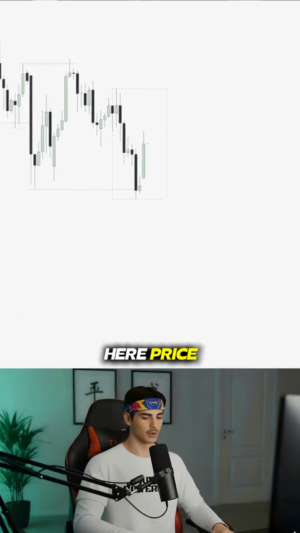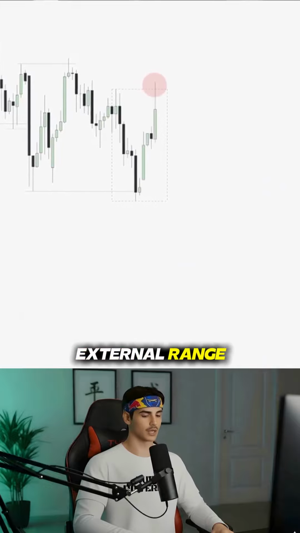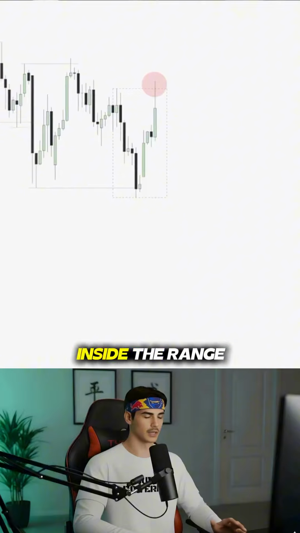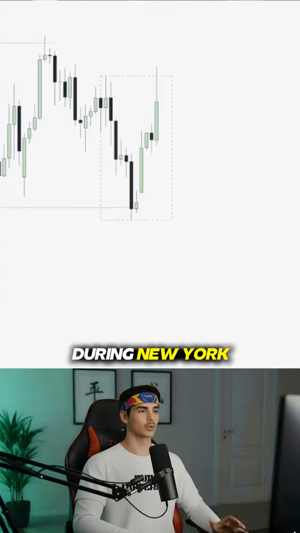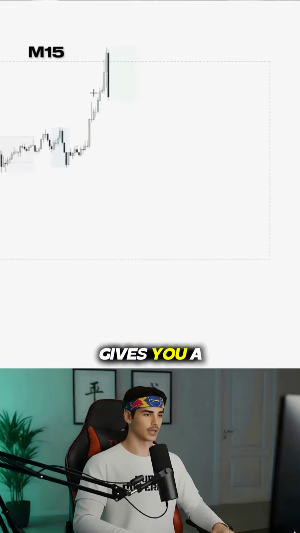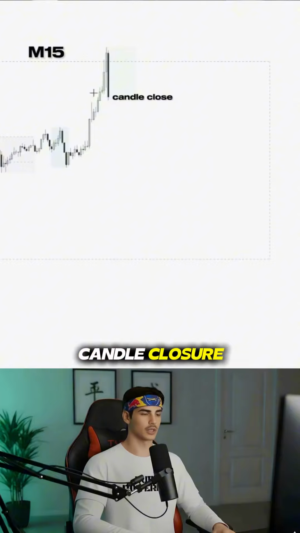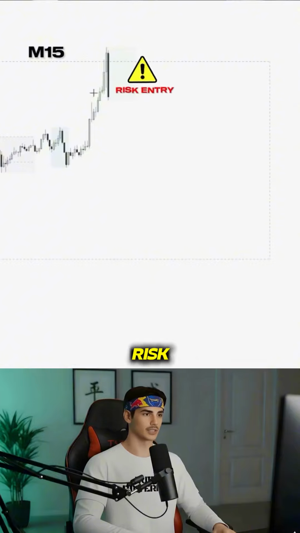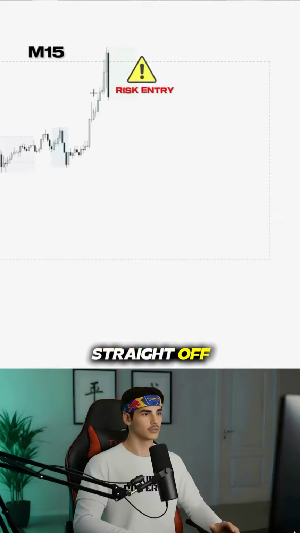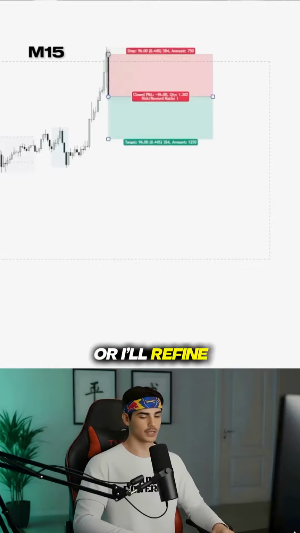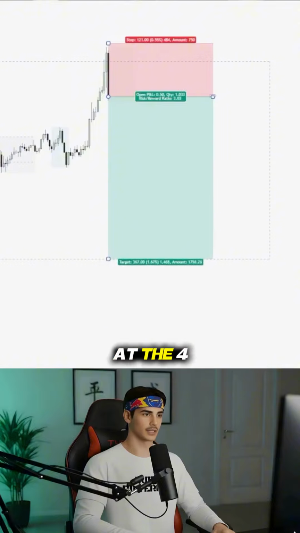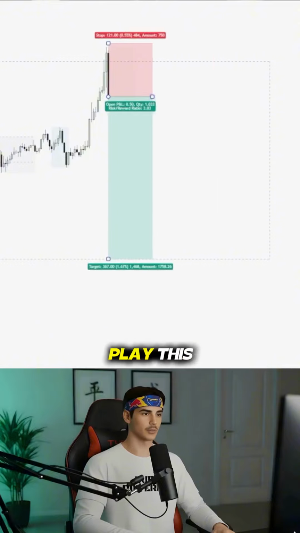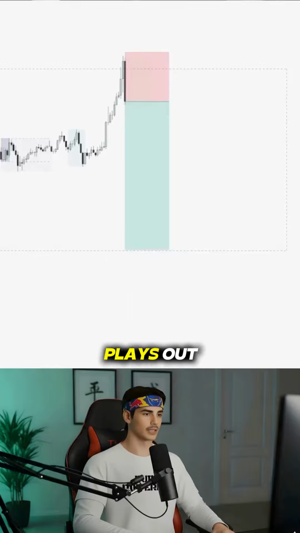As you can see here, price wicked above the 4-hour external range high and then closed right back inside the range. Finally, the entry. Now, if the 4-hour external range high in a bearish market was swept during New York session and the 15-minute gives you a bearish retrace candle closure, I identify this as a risk entry, and I'll either take this straight off the 15-minute close, or I'll refine down to a 5-minute and take it straight off the 5-minute candle. Take profit is at the 4-hour external range lows, and we can play this forward to see price plays out.